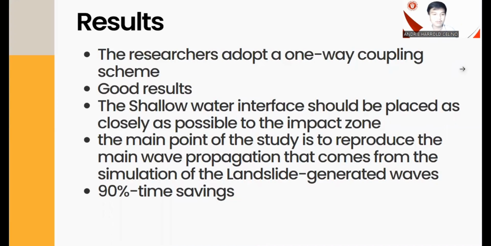The researchers also reasoned that an estimated 90% time savings can be achieved when compared with a fully resolved simulation of the LGW scenario. The researchers also came up with another solution: a reverse one-way algorithm is needed to simulate with high accuracy the impact of the tsunami waves produced by landslides.